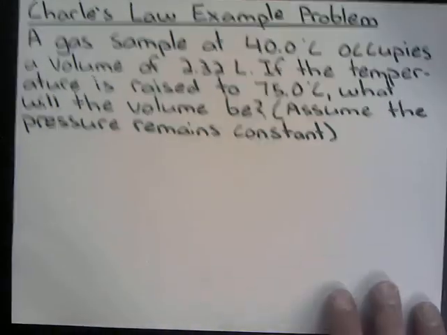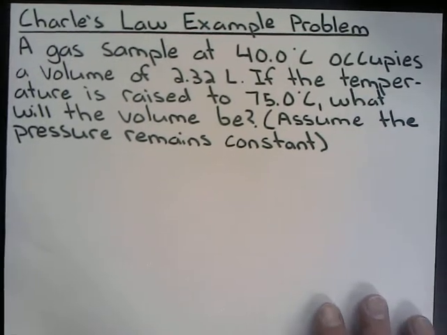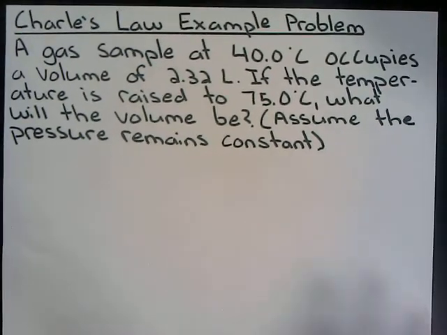So we start out with an example Charles' Law problem. It says a gas sample is at 40 degrees Celsius and it occupies a volume of 2.32 liters. We increase the temperature to 75.0 degrees Celsius and we want to know what the new volume will be. We're going to assume that the pressure remains constant.